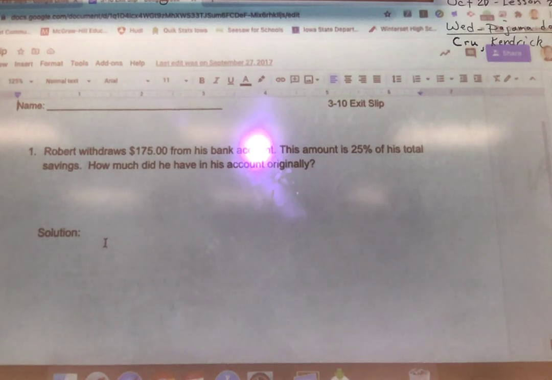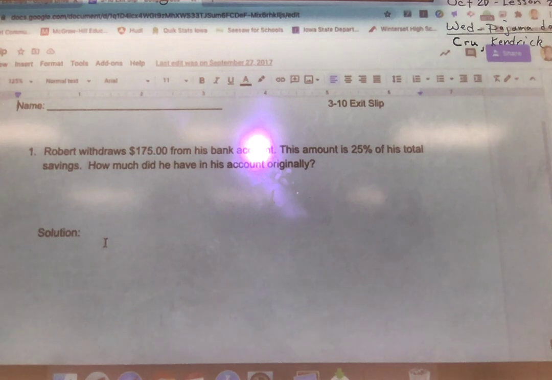Right, so we're going to go through exit slip 310. Our I can statement here, we're dealing with finding equivalent ratios and finding answers to things using ratio rate tables. All right, so we'll look at this situation and we'll put it into a ratio rate table here.